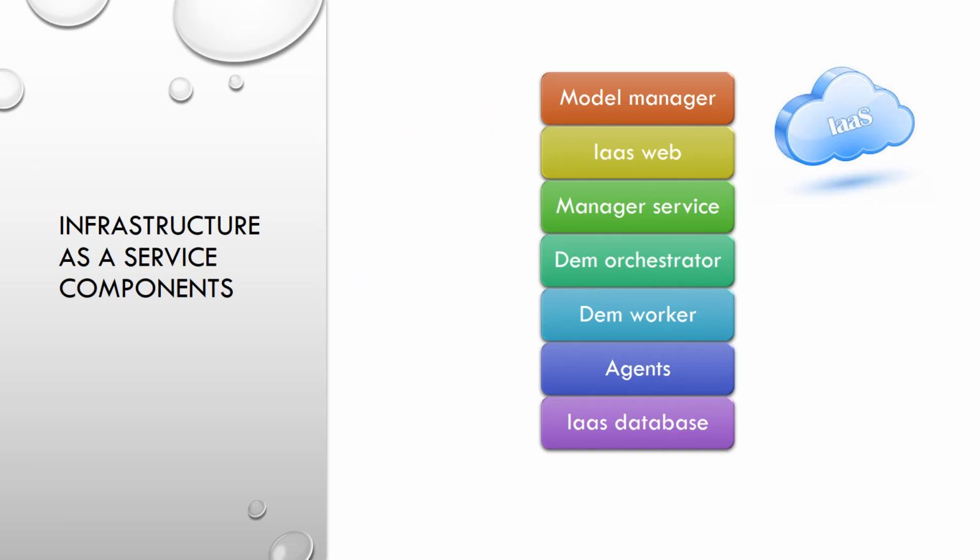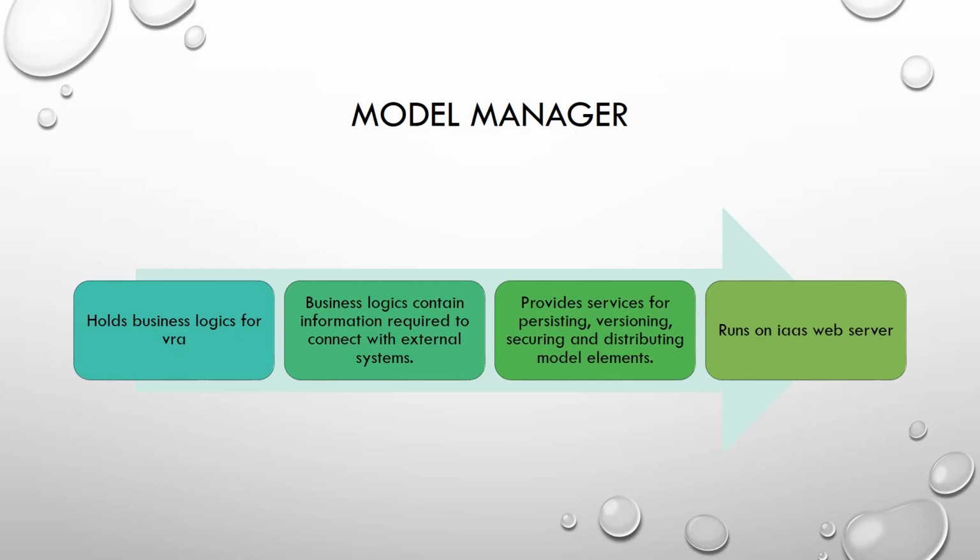Now that you have a general idea about the components that reside inside the virtual appliance, it's time we move forward to understanding the infrastructure as a service part of this discussion. There are 7 components in the IaaS part, which are the model manager, the IaaS web, manager service, DEM orchestrator, DEM worker, agents, and IaaS database. Let's go over each of them one by one.